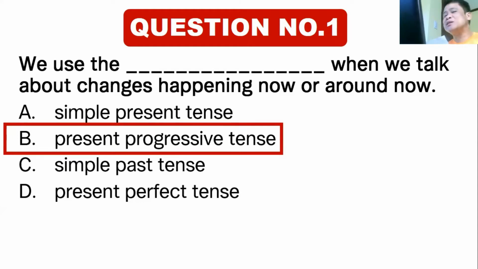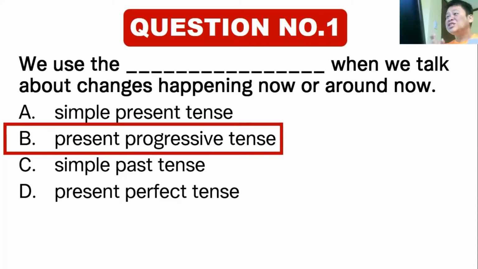We use the present progressive tense when we talk about changes happening now or around now. Again, the form of letter A, simple present tense, is I do something. Present progressive tense is I am doing something. Simple past tense is I did something. And present perfect tense is I have done something. Correct answer is present progressive tense.